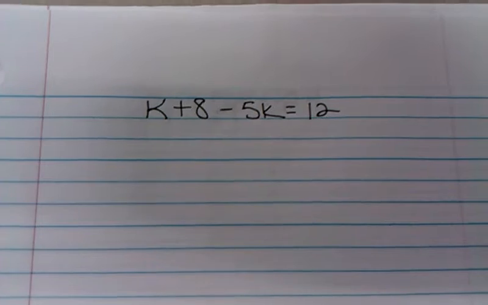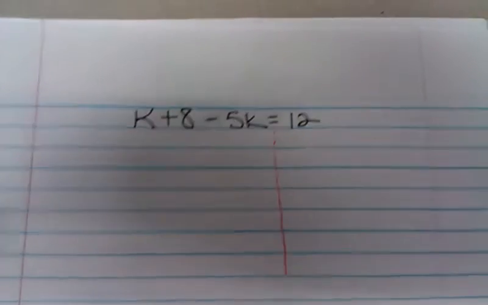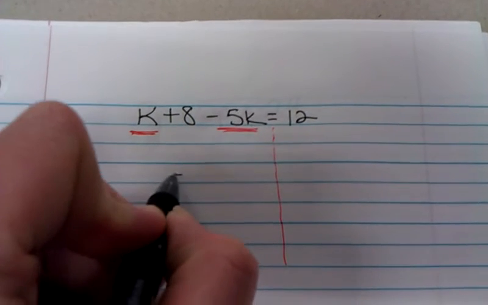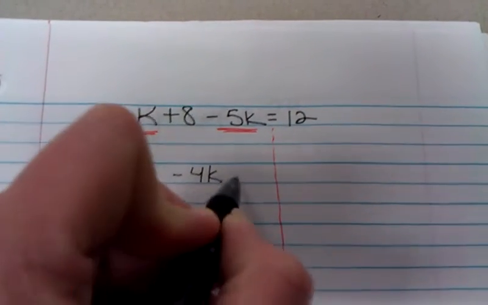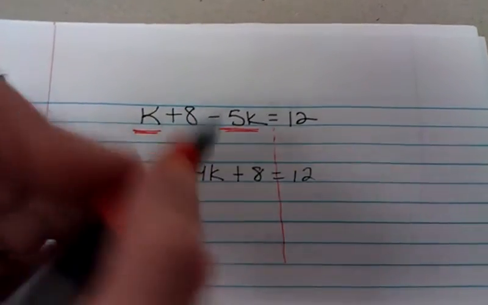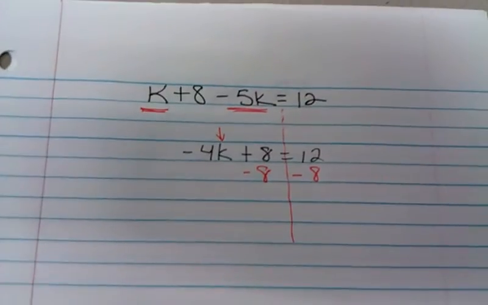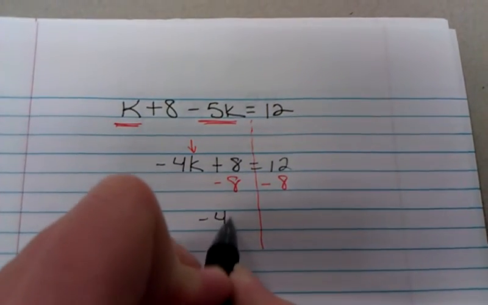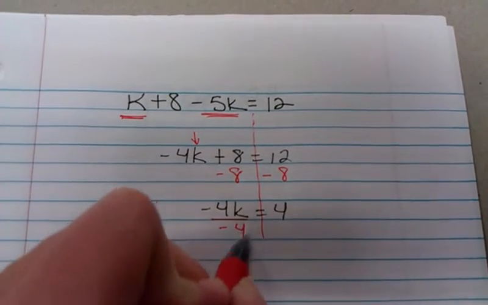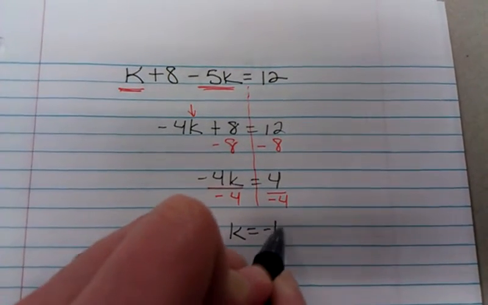Here's the next one. You can pause it and solve it. I will put the k's together. I get 1 minus 5, which is negative 4k, plus 8 equals 12. From here, I need to get k by itself, so I'll move the 8. I'll subtract 8 from each side. Negative 4k equals 4. I will divide by negative 4. I get k equals negative 1.